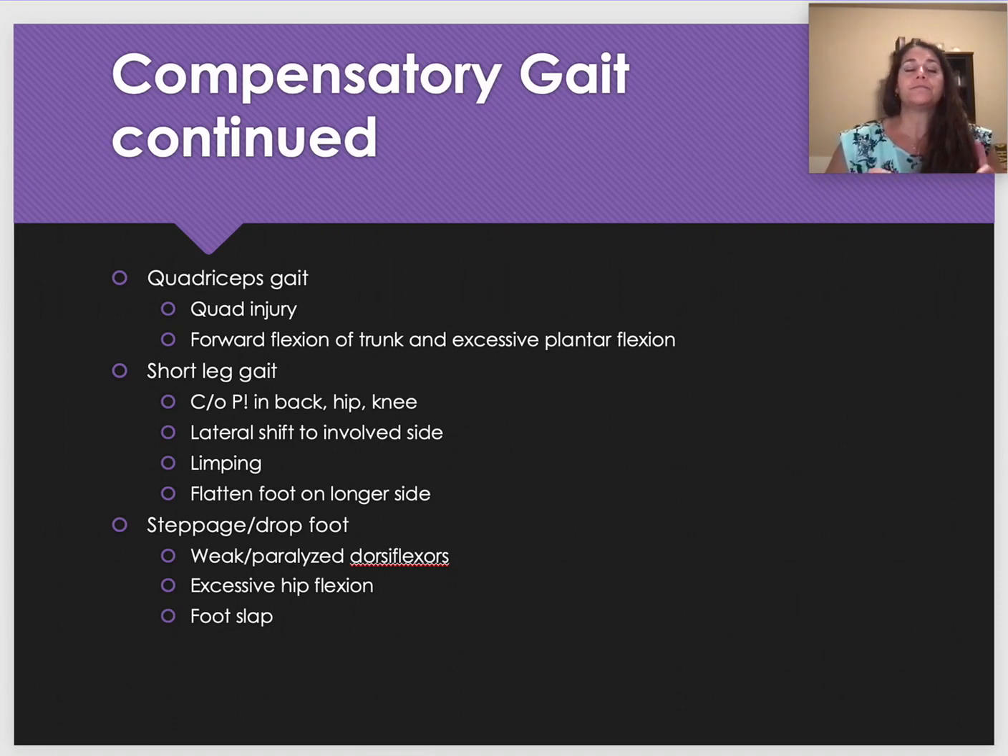Now, often what we see, right? So the short leg is going to have like limping and lateral shift. So say our right side has a short leg, we're going to have that kind of Trendelenburg gait, and then a flattened foot. So basically we're going to go almost into a pronated position on the longer side. So on our left side, we would have that pronated or flatter foot, and then our right side is going to look Trendelenburg-like. What we would need to do is measure them.